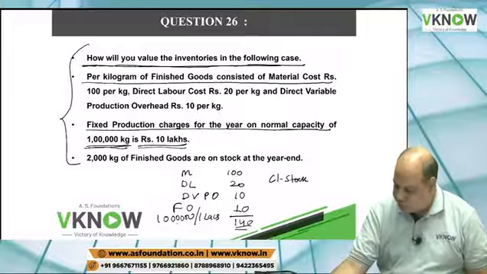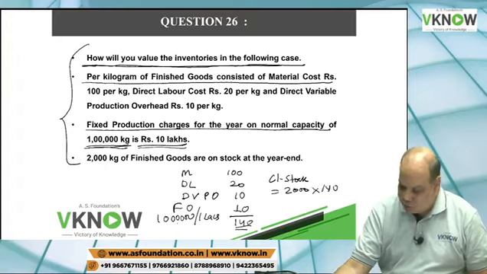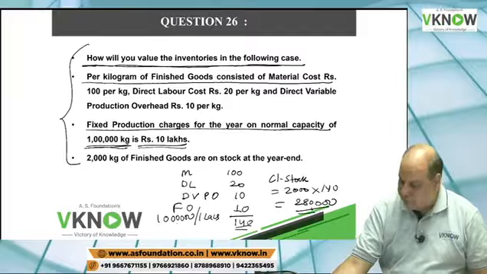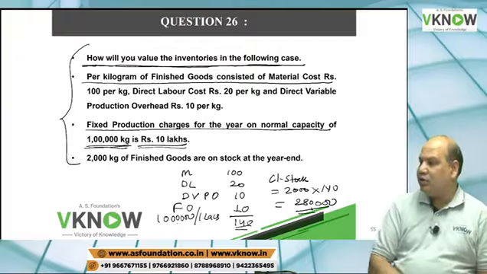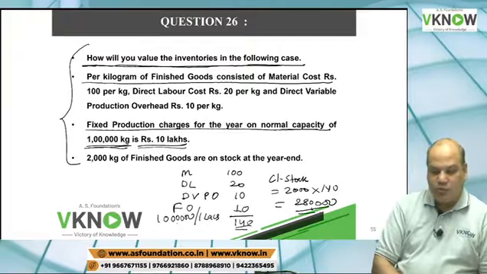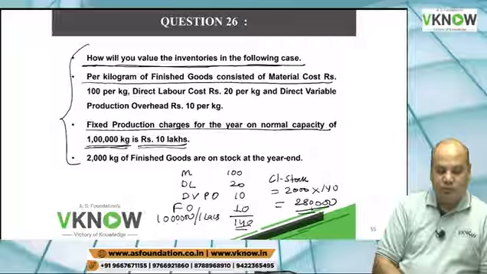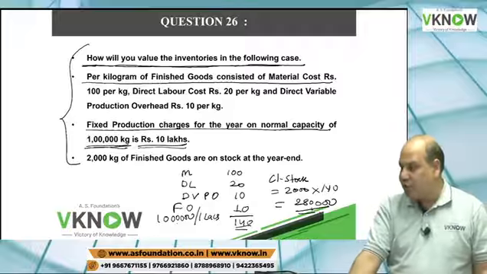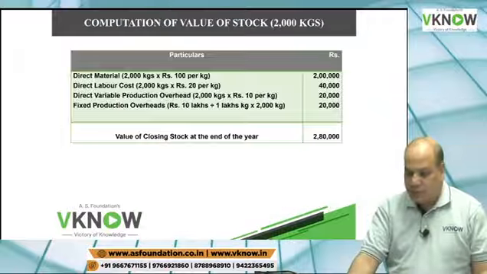Closing stock is 2000 kgs into 140. Check the answer in your book. Is it 2 lakh 80,000? Please reply. Is it 2 lakh 80,000? Everybody, 2 lakh 80,000. This question is over. Very easy problem. Do not expect such a question in the exam.